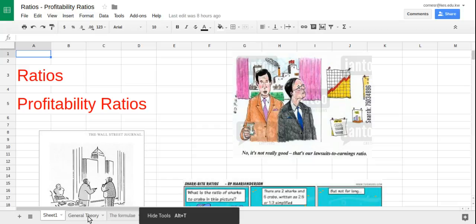Hi, welcome to this podcast where I'm going to be looking at ratios, starting ratios, and also profitability ratios. These ratios are the easier ones, so we'll just cover a little bit of general theory to start with.